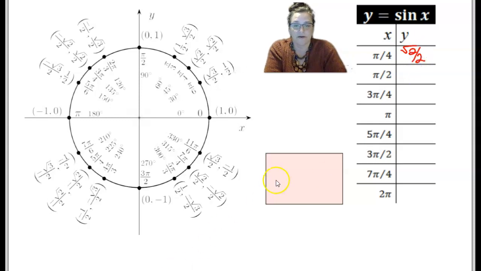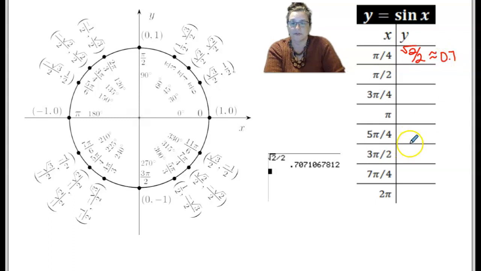Now that would be hard to find on the graph. So we're going to need a decimal approximation, which we get in the calculator, and that's approximately 0.7071. We'll just round that to 1 decimal place of accuracy for graphing purposes, so 0.7. Then at pi over 2, that's the positive y-axis. The sine is the y coordinate, and that's a 1. At 3 pi over 4, sine is still positive root 2 over 2, which is approximately 0.7.